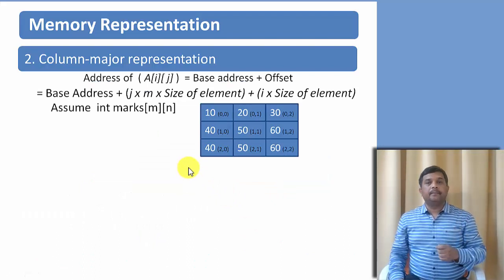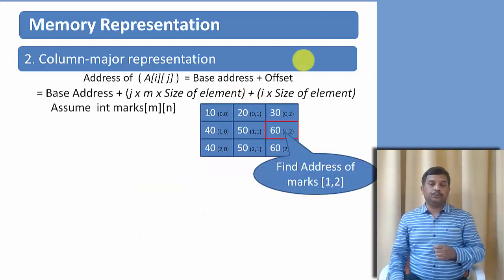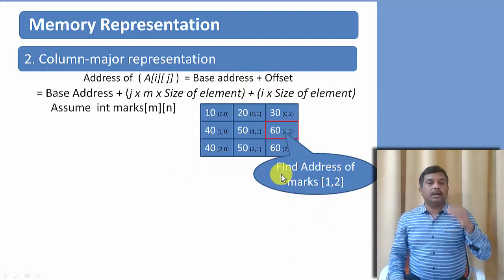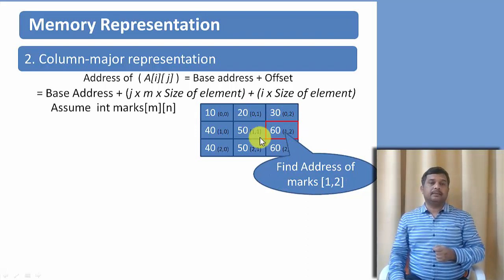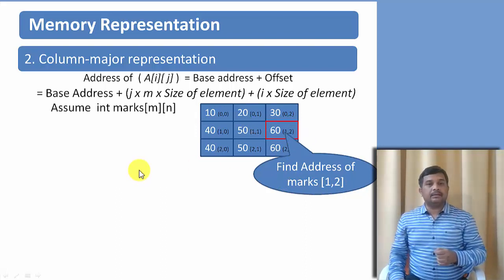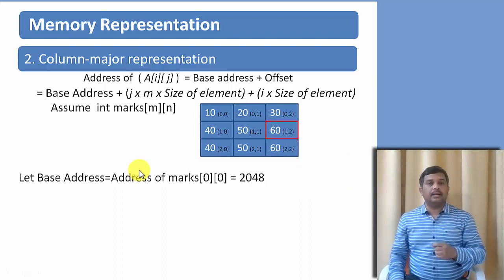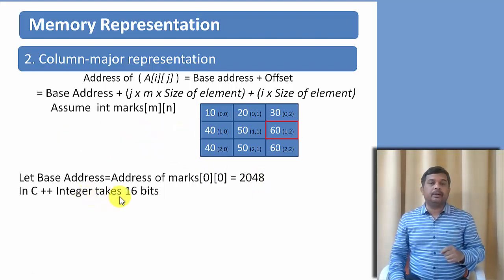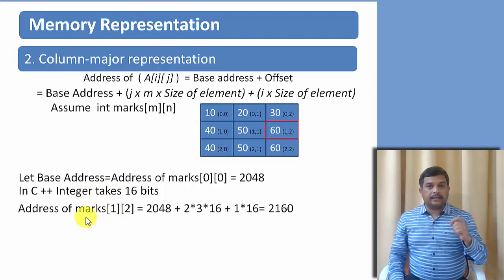Let us take the element 60 here, the location 1, 2. And for this particular location, we are trying to find the address. So the base address, let us take, is 2048. That is the address of the 0, 0 location. And we are assuming it to be integer. So that's why it will take 16 bits. So the address of marks[1][2]. We'll first consider the column part.